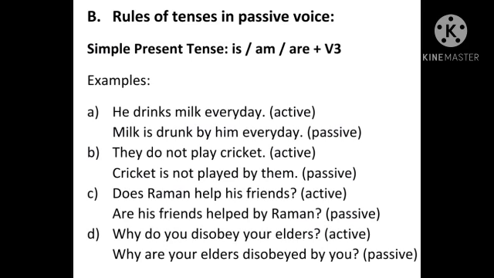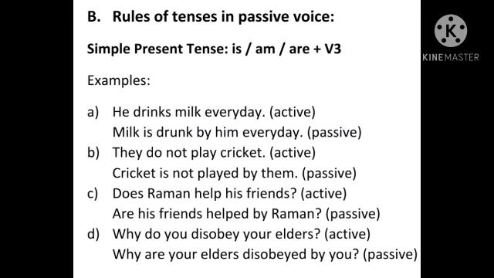Now let's look at the examples. He drinks milk every day. He is the subject, drinks is the verb, milk is the object. Now when we have to convert the sentence into passive voice, as we have to keep the object in the place of the subject, milk will be brought first. Milk, and see here, drinks has S. It shows it is simple present tense.